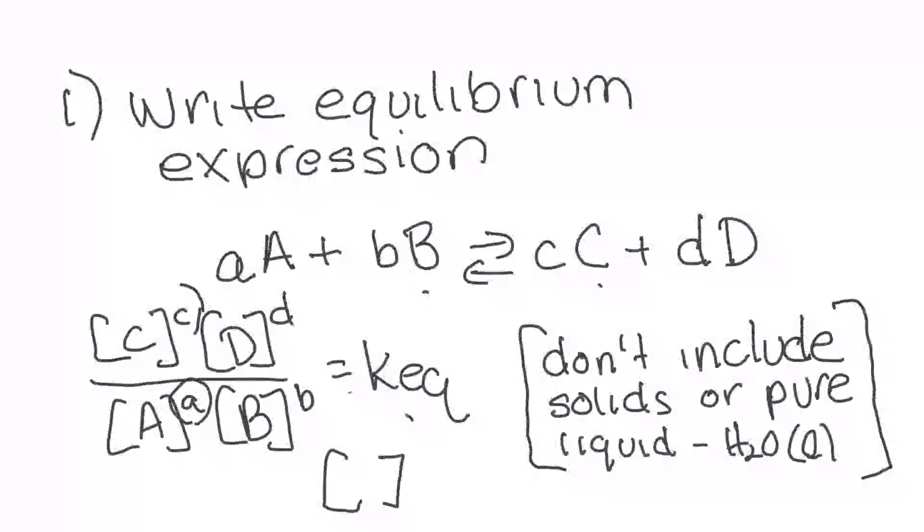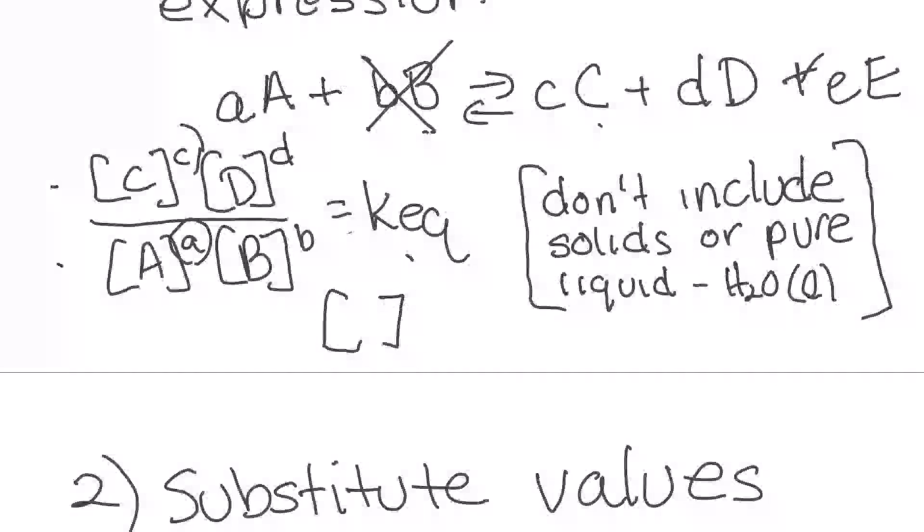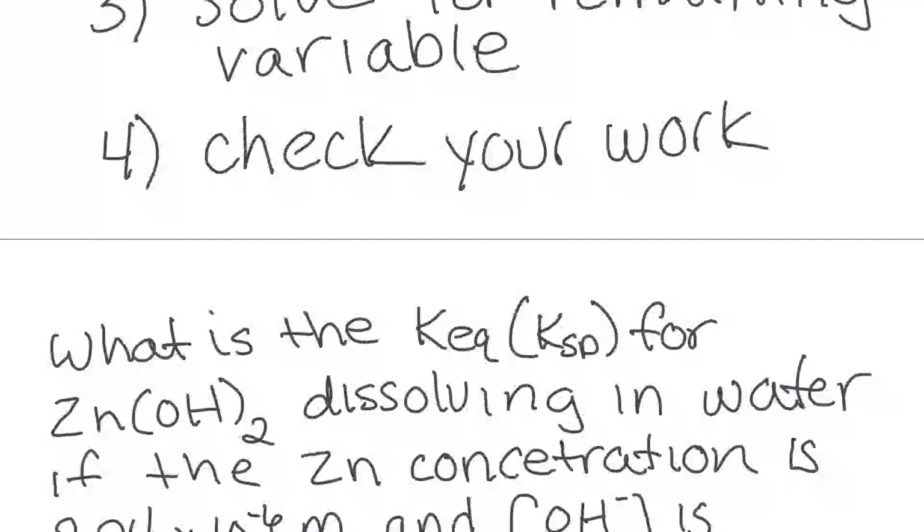Now, I forgot to say when we were on this slide that I have 2 reactants making 2 products, but that doesn't have to be the case. You could have 3 products, so you could have an E here. Or you could have just 1 reactant, so maybe you don't have a B. So it doesn't matter. This is just generic. Basically it's saying the products on this side, the reactants on this side, and the equation goes products over reactants to the power of their coefficients. So let's solve some problems now.